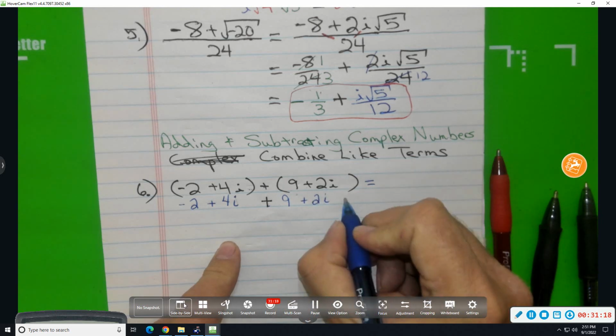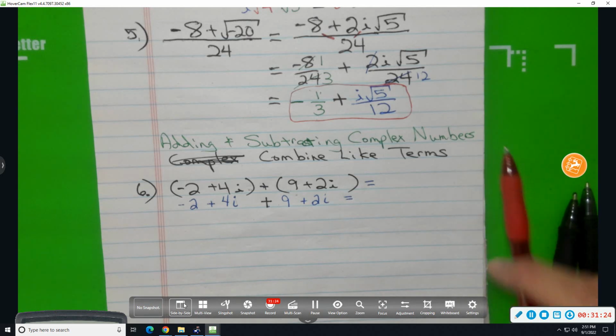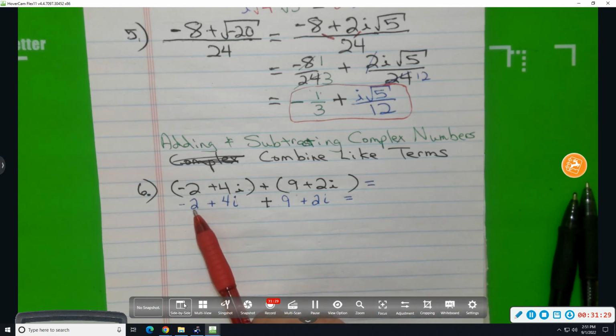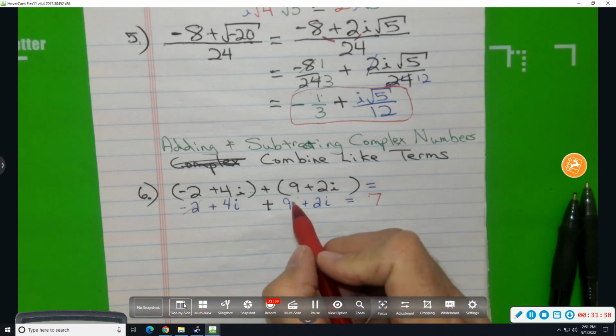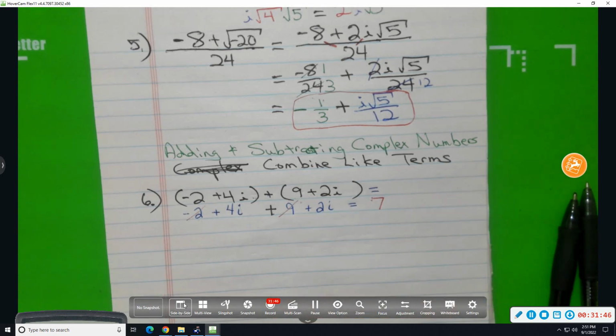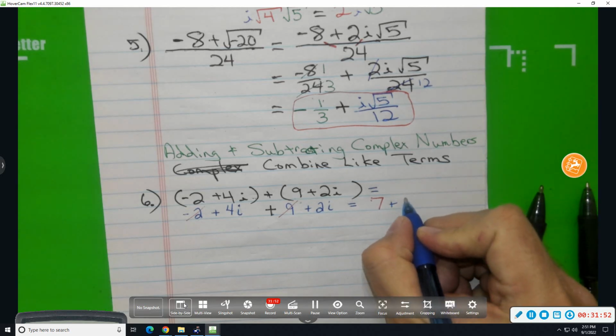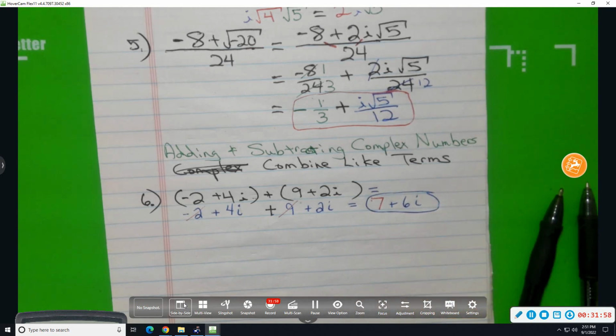And that step is one of those steps that really isn't essential that you show. You're just going to add the real numbers together and then the imaginary numbers. What can I combine with the negative 2? Negative 2 plus 9 is a 7. Now let's add the imaginary numbers together. The 4i plus 2i, what are we going to write there? 6i. Now don't get carried away and then say 13i. You can't add the 7 and the 6.